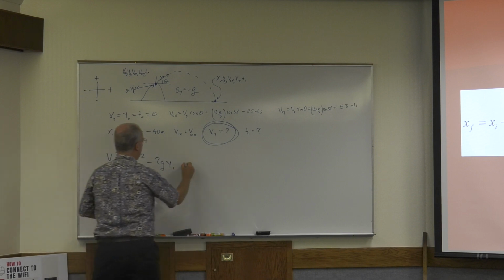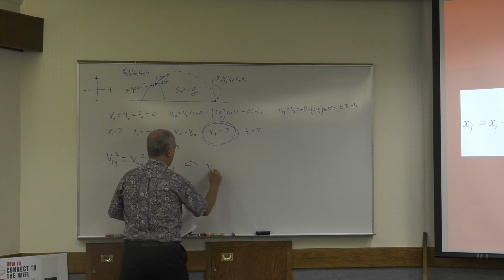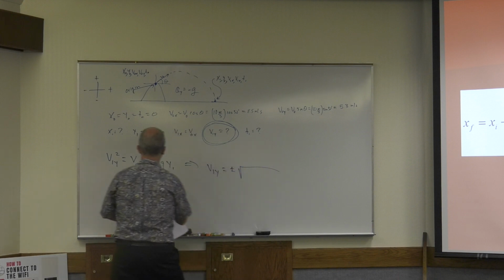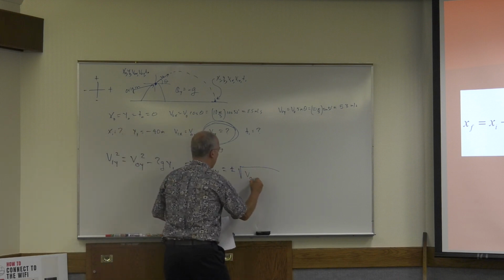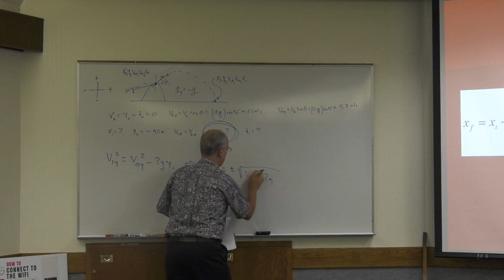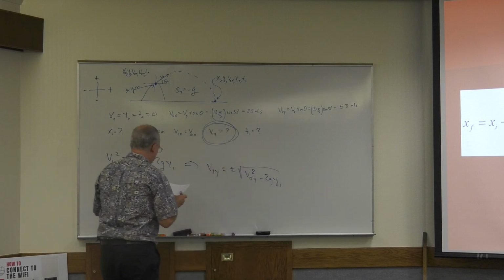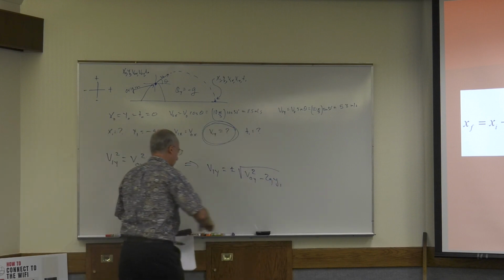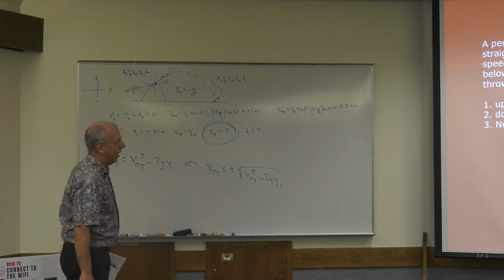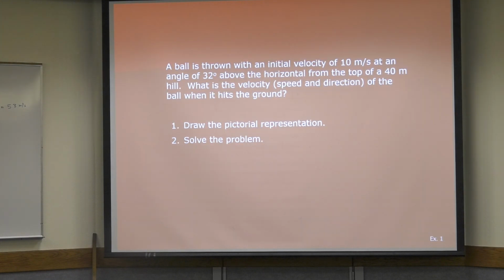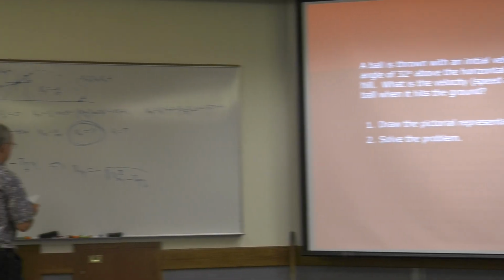All right, so therefore v1y equals plus or minus the square root of v0y squared minus 2g y1. Okay, now it's going down, so what are we going to choose for the plus or the minus? We're going to choose the minus. Now you just plug in.